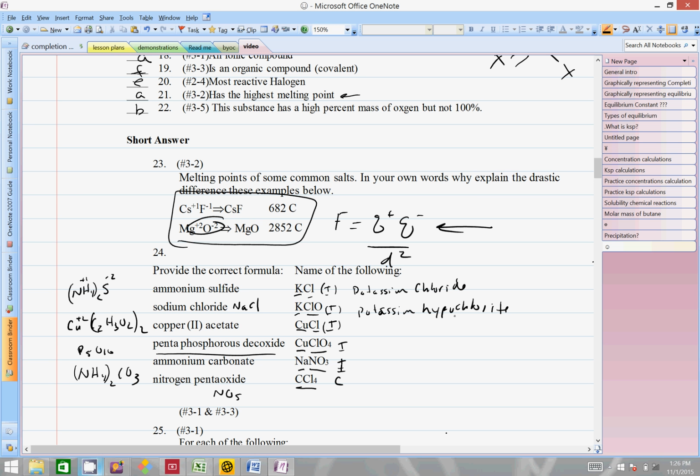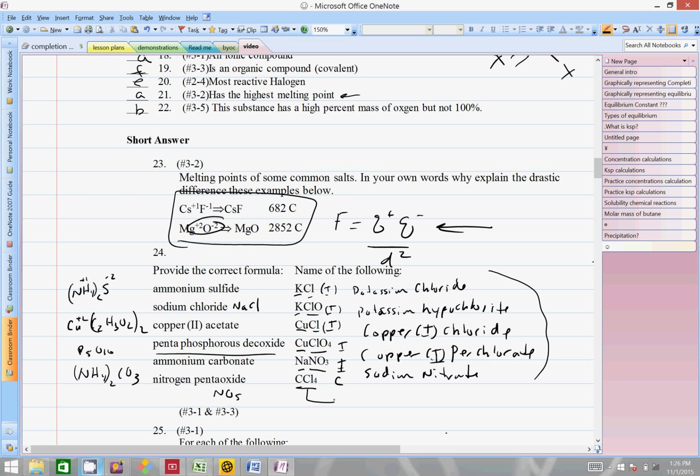Sorry for the sloppiness here, I'm in a hurry. This is copper, Roman numeral 1, chloride. This is copper, Roman numeral 1, perchlorate. This is sodium nitrate. Notice that these guys all being ionic never gives quantities. That's just the name of the cation, name of the anion, never gives quantities.